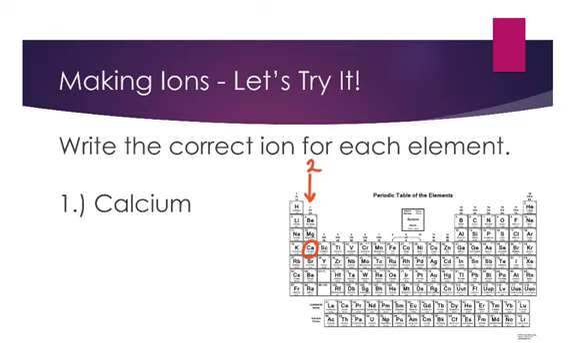So here's what I need to do. First, I need the symbol for calcium, which is Ca. Then I need to consider what calcium will do to become stable. Because it's in column 2, it has 2 valence electrons. It's going to lose those 2 electrons for stability because underneath we'll have a nice full shell. So it will lose 2 electrons. That's where the 2 comes from, because it's lost 2.